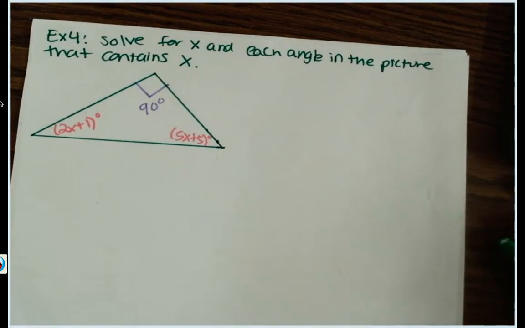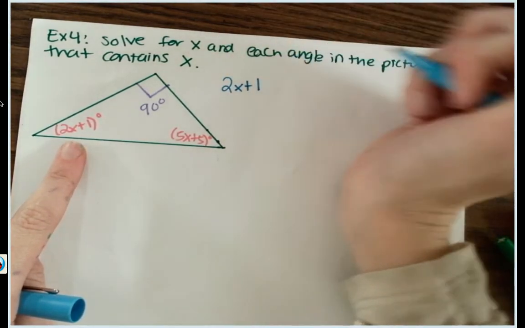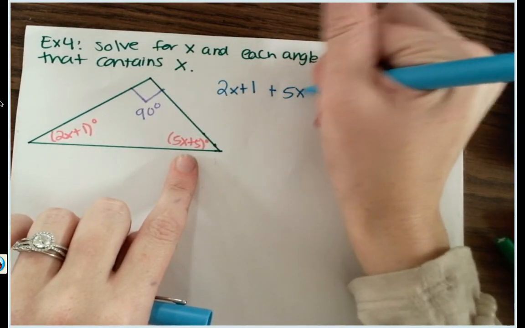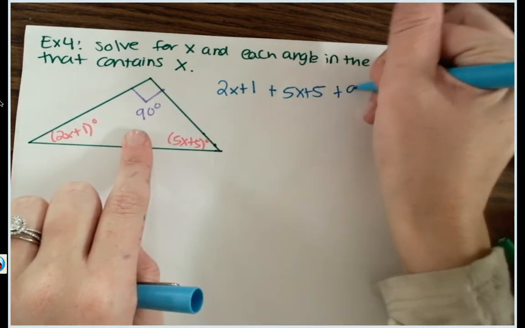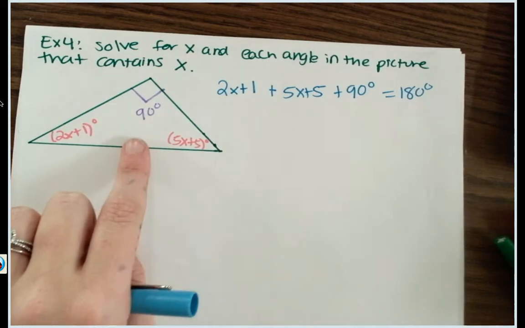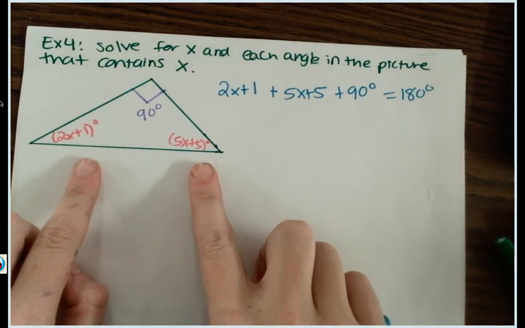Okay, so let's set this up. I'm going to have my first angle, which is a 2x plus 1, plus my second angle, which is a 5x plus 5, plus my third angle, which is 90 degrees, equals 180 degrees. So we just have to solve for x and then find the measures of each of these angles.